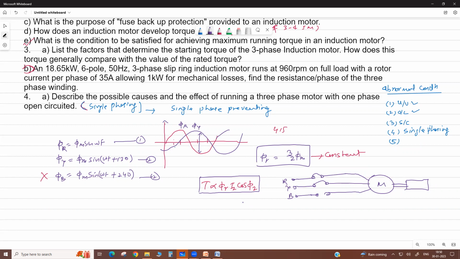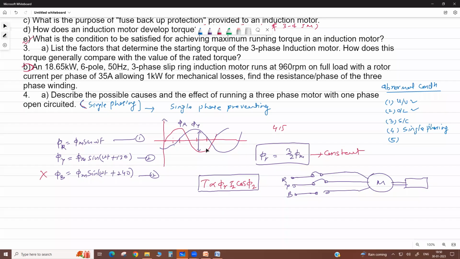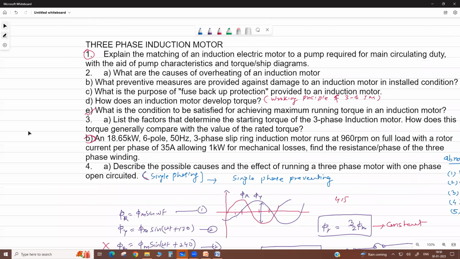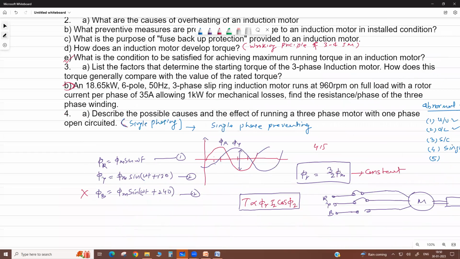We have to prevent the motor from single phasing, that's why. This is the question. Now keep these things in mind. Okay, let us go.